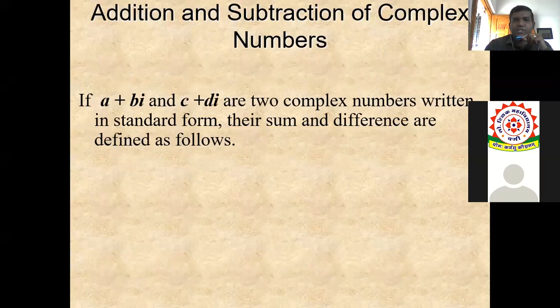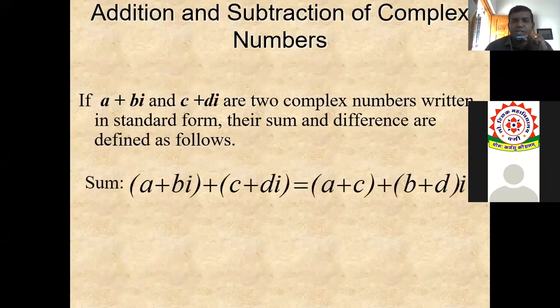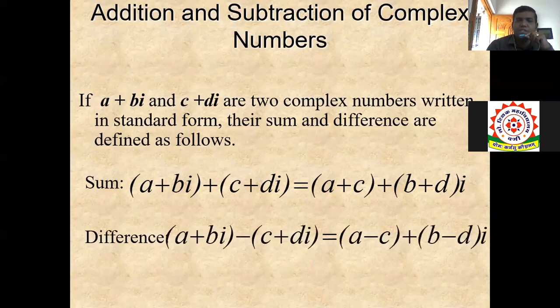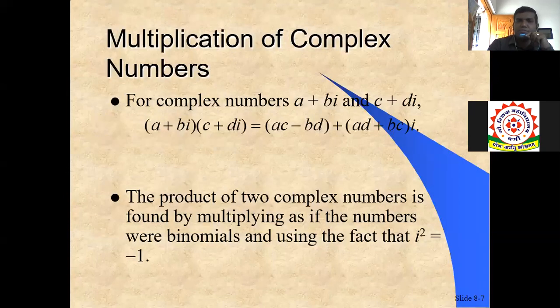Addition and subtraction of complex numbers. The sum is defined as: a plus ib plus c plus id is equal to a plus c plus i times b plus d. The difference: a plus ib minus c plus id is equal to a minus c plus i times b minus d.